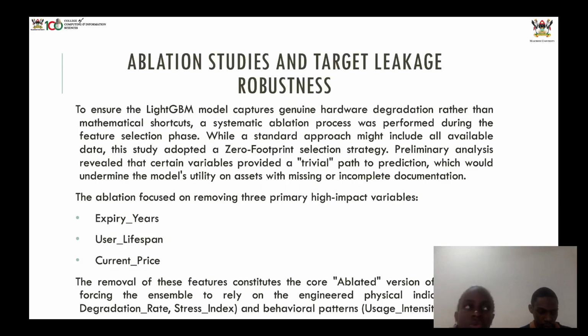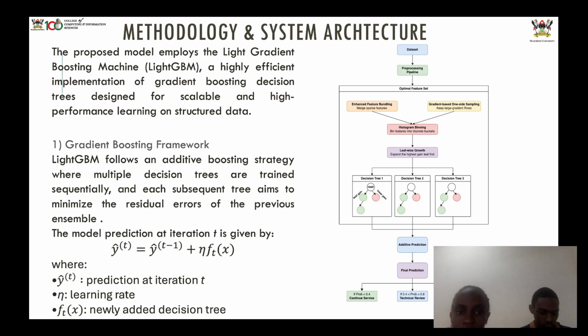With our study, we realized that we were having a leakage. So instead of the model being intelligent, it was actually copying patterns, and it was due to three features: that was expiry years, user lifespan, and current price. So removal of these three, as it predicts the e-waste readiness of a device, was removing the leakage, and now the model was actually being smart. Let me invite my colleague to present the methodology and system architecture.